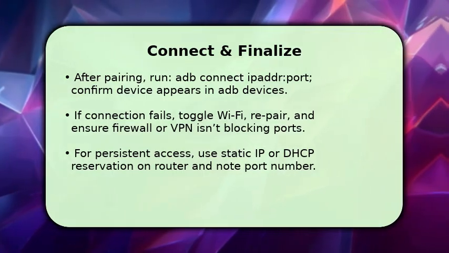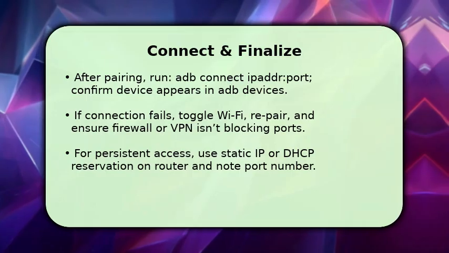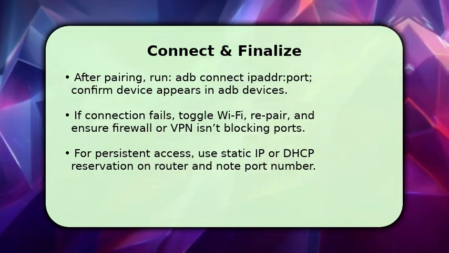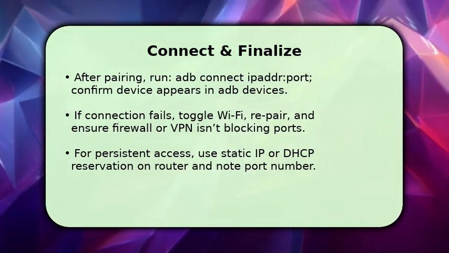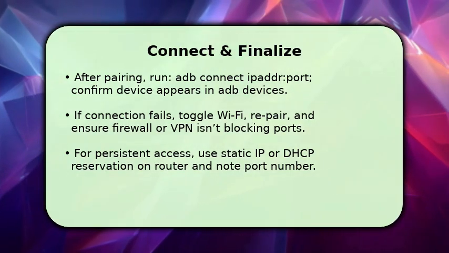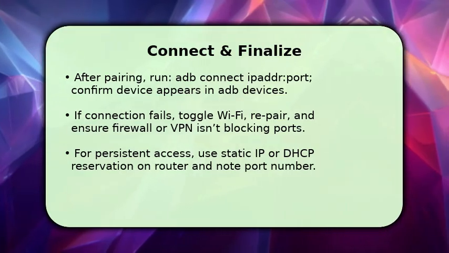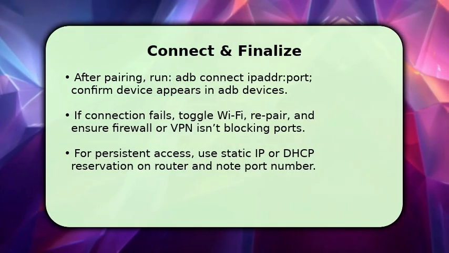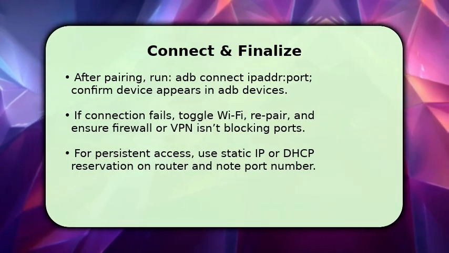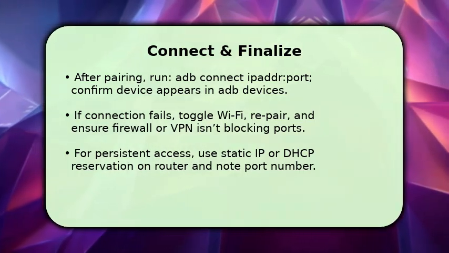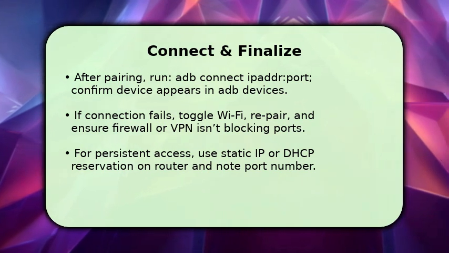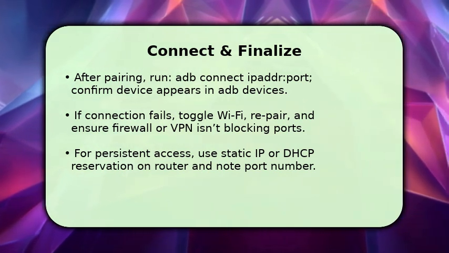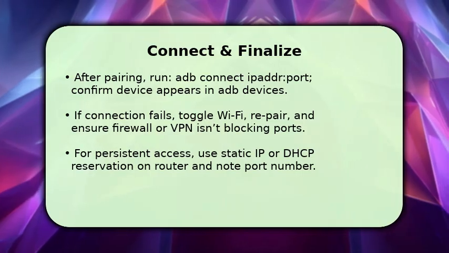If the connection doesn't succeed, restart wireless debugging on the phone, toggle Wi-Fi, and rerun the pairing flow. Make sure your computer's firewall or VPN isn't blocking the ADB port. For stability, assign a static IP or a DHCP reservation to the phone so the IP and port remain consistent. This prevents repeated pairing and keeps your workflow smooth.